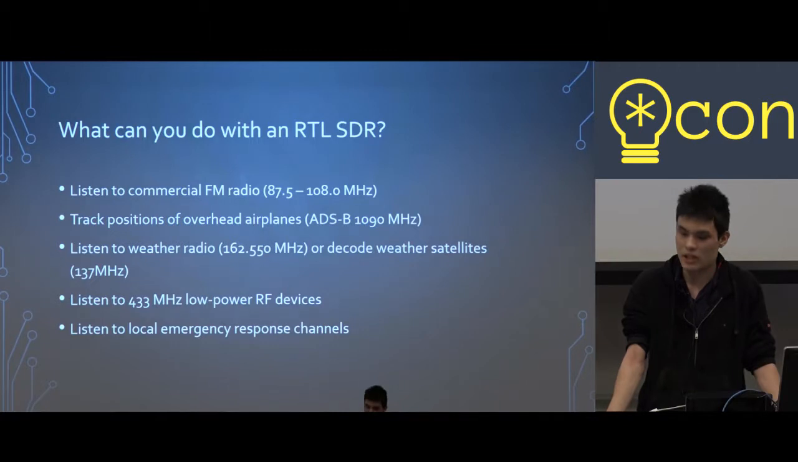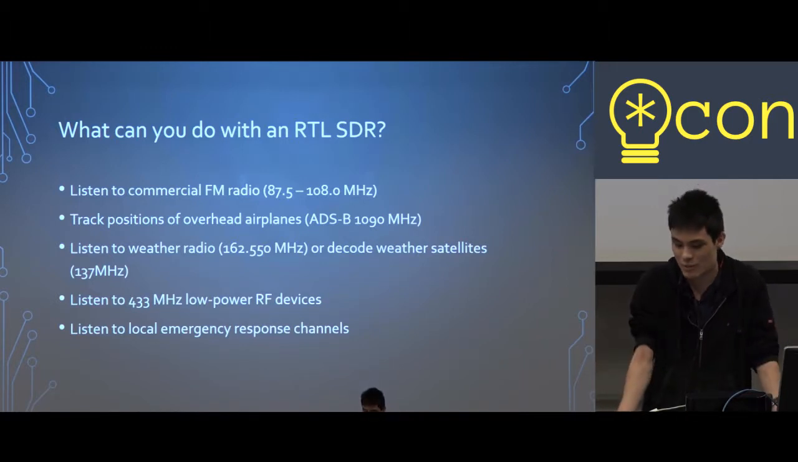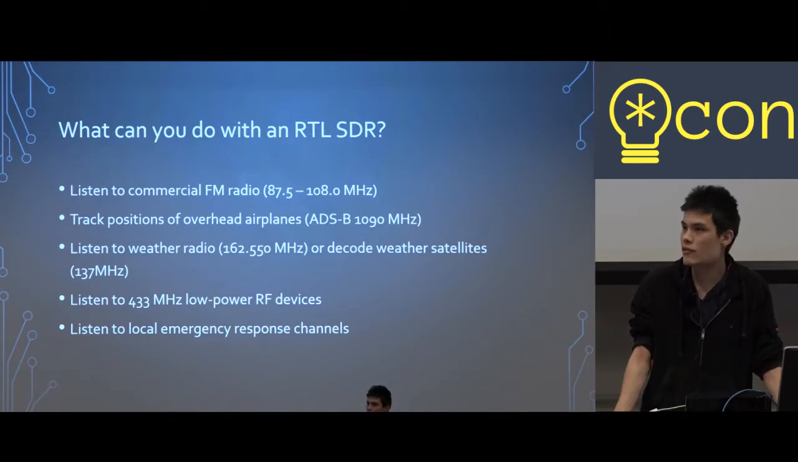So what can you do with an RTL SDR? The first thing you could do anywhere in the world is just plug it into your computer and listen to commercial FM radio, listen to music. That's great. You can also use it to track the location of overhead airplanes using a protocol called ADS-B. This runs at 1090 megahertz.